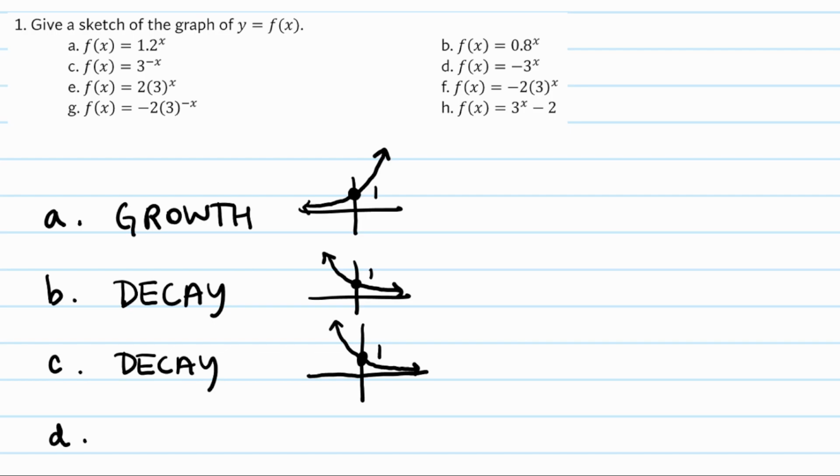For D, negative 3 to the x is going to be growth, but it's going to be upside down growth. So it's going to look like that. It's always going to be negative because 3 to the x happens first before multiplication by negative 1, because of PEMDAS. So the y-intercept is going to be the negative of 1, and then it's just going to grow negatively.